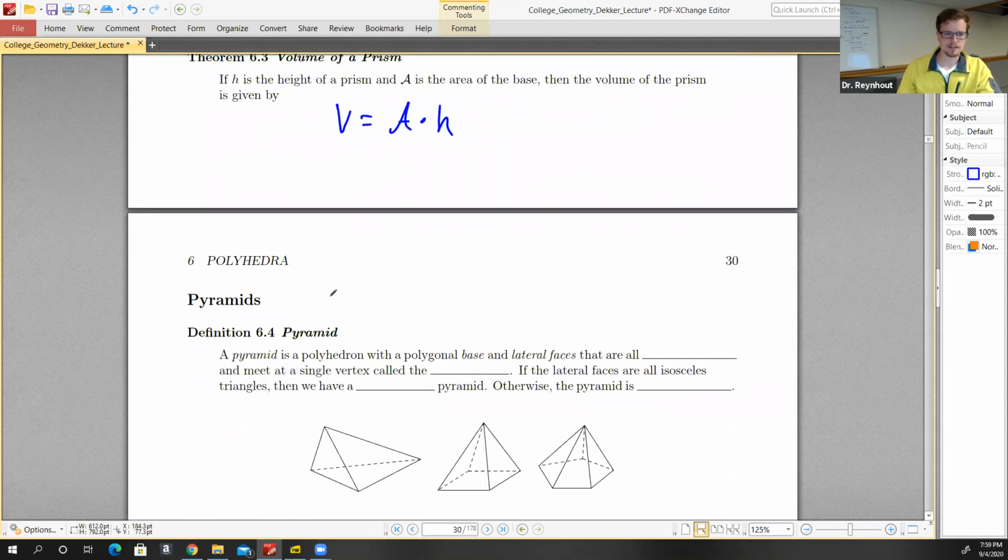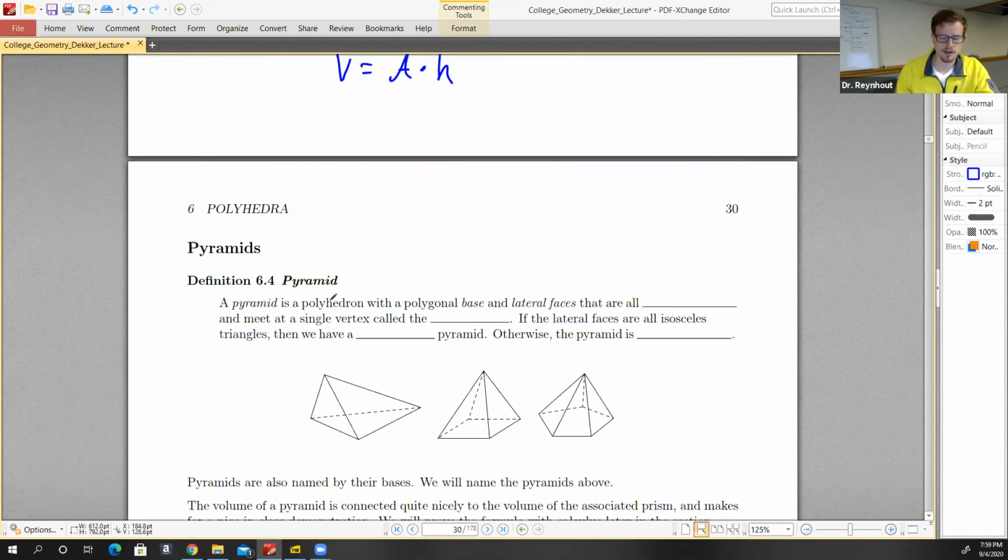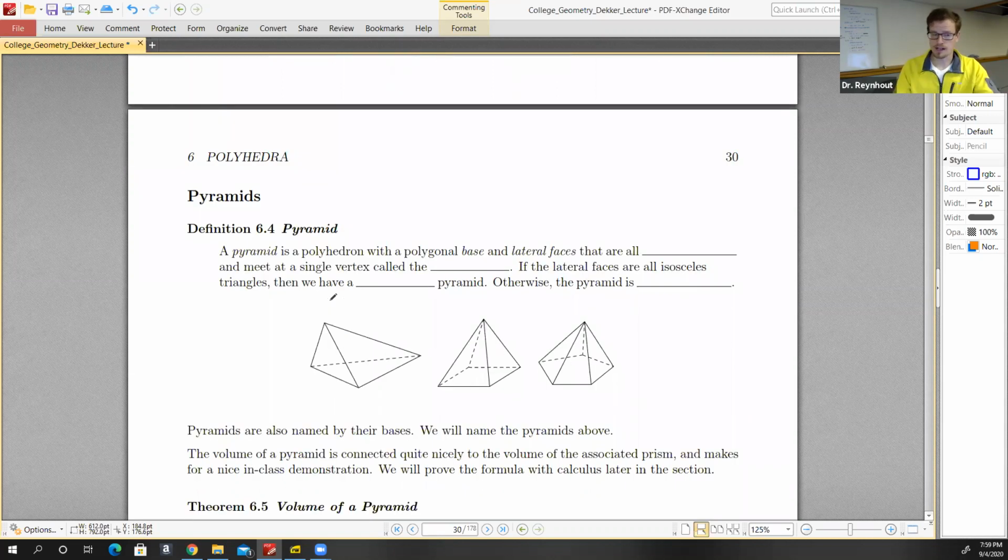Excellent. So that's prisms, and then next we have pyramids. Pyramids are another classification of polyhedron. A pyramid is a polyhedron with a polygonal base and lateral faces that are all triangles and meet at a single vertex called the apex. If the lateral faces are all isosceles triangles, then we have a right pyramid. Otherwise, the pyramid is oblique.